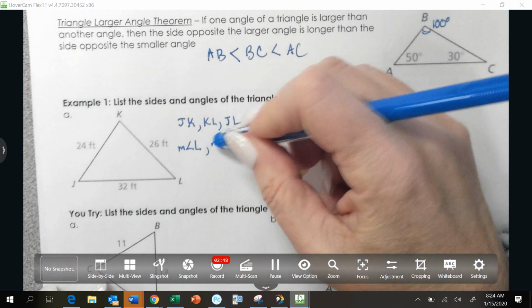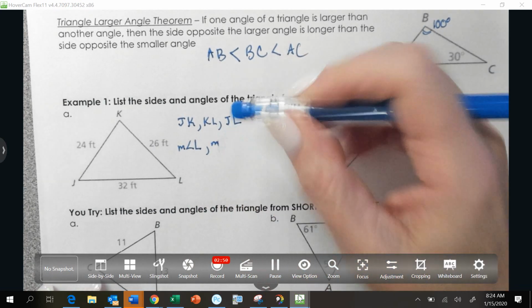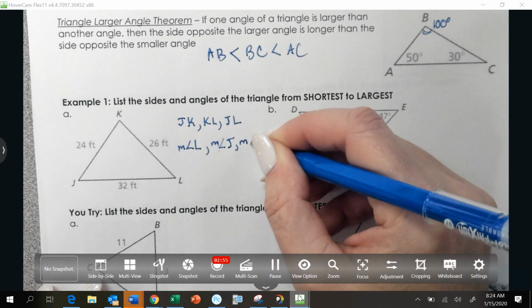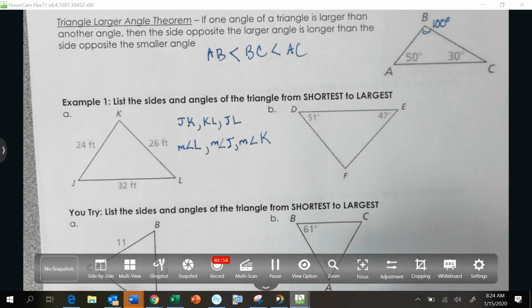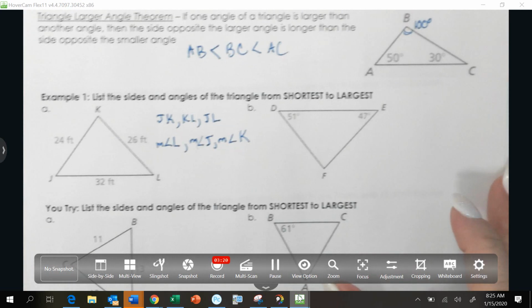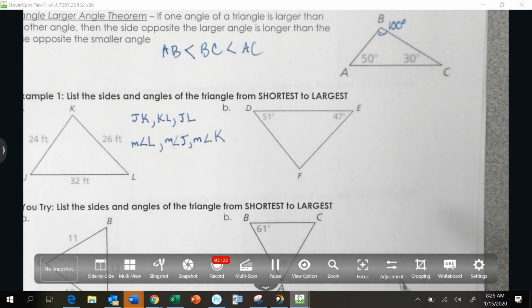Okay, so I put JK, JL, LK from shortest to longest sides, and then that makes the angles: measure of angle L, measure of angle J, measure of angle K. Notice I'm writing measurements for all of these because we're talking about the length of them. Question B, how to find that missing angle.